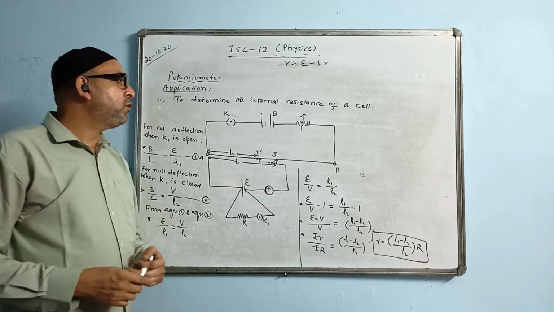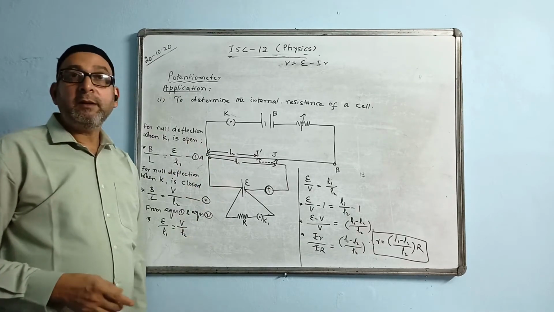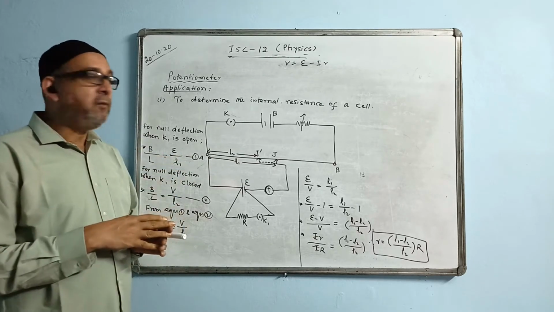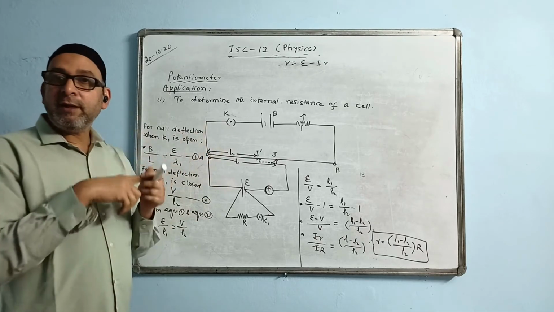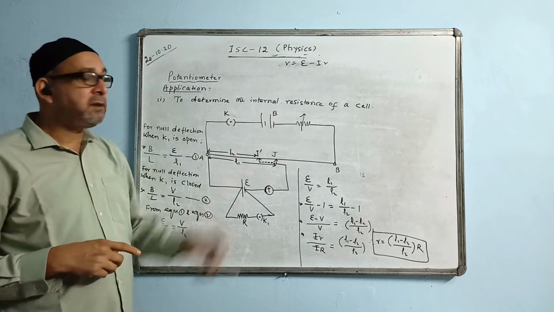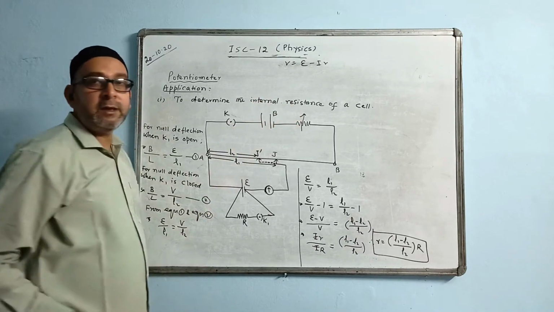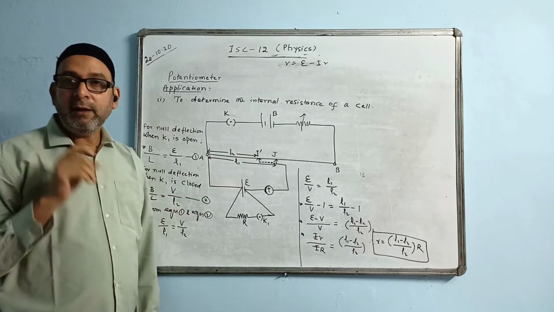There used to be other things also on potentiometer, but now they have reduced the syllabus. Only 2 things they have given, and what we did: first, how to determine the EMF of a cell, and second, how to determine the internal resistance of a cell. We have only this method to find the internal resistance of the cell. There is no other method.